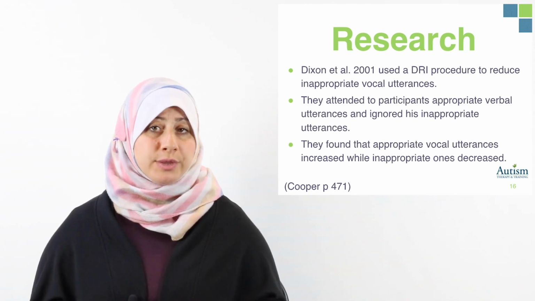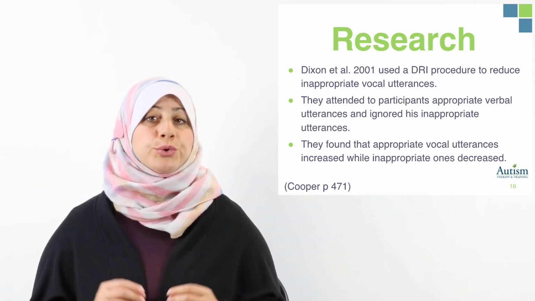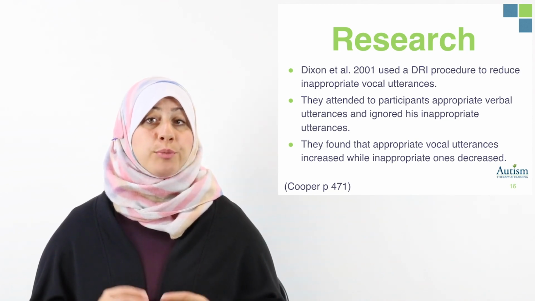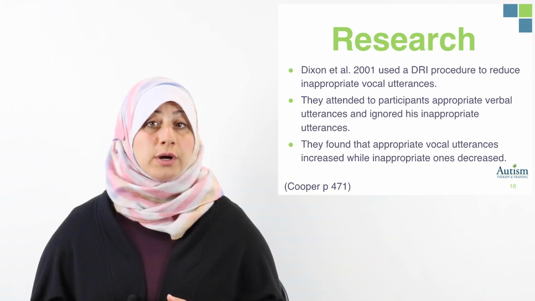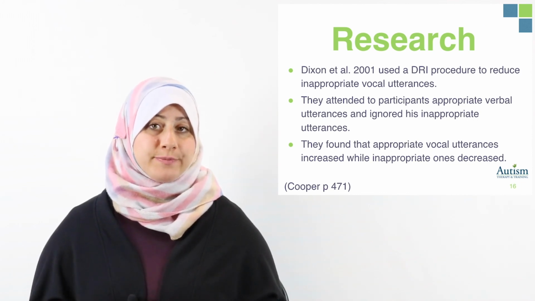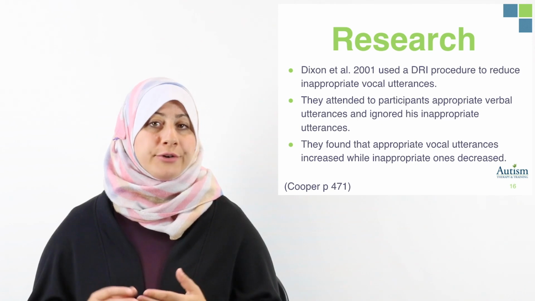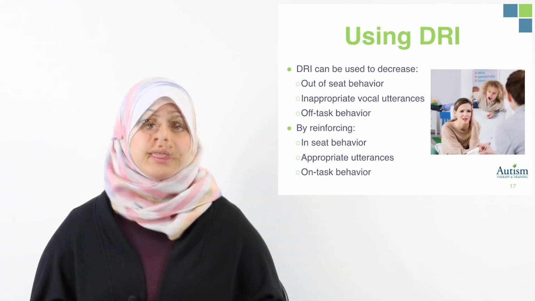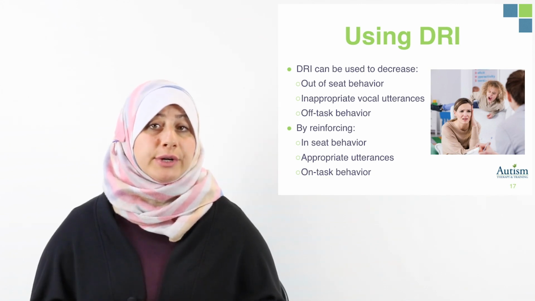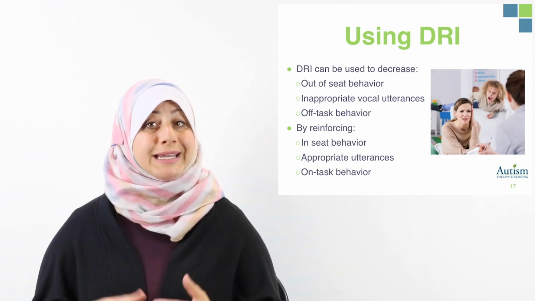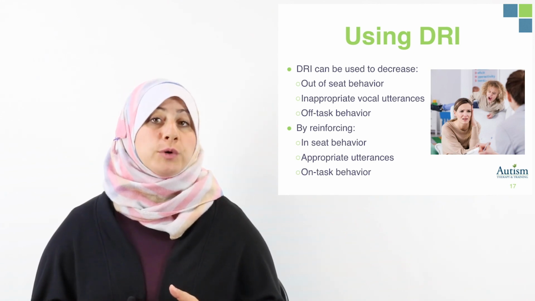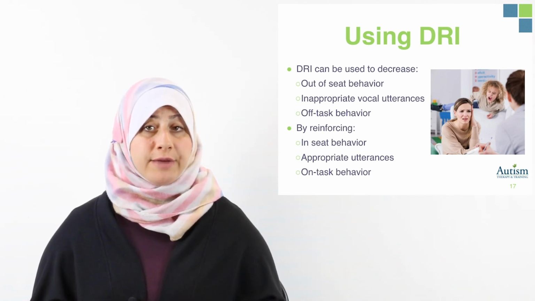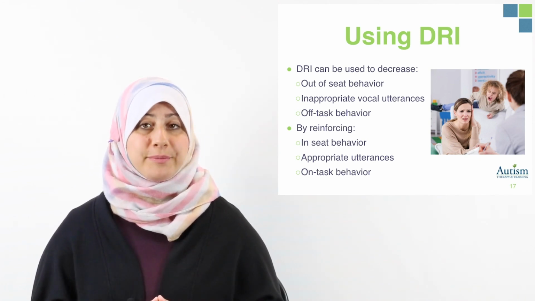Dixon and colleagues in 2001 used a DRI procedure to reduce inappropriate vocal utterances. They attended to participants' appropriate verbal utterances and ignored the inappropriate utterances. They found that appropriate vocal utterances increased while the inappropriate ones decreased. A DRI can be used to decrease out-of-seat behavior by reinforcing in-seat behavior, inappropriate vocal utterances by reinforcing appropriate vocal utterances, and off-task behavior by reinforcing on-task behavior.